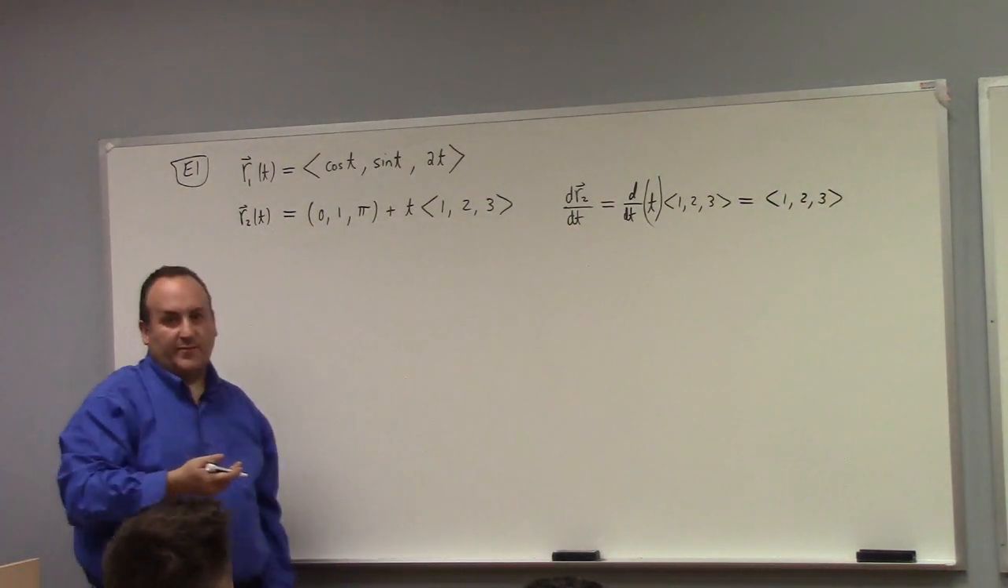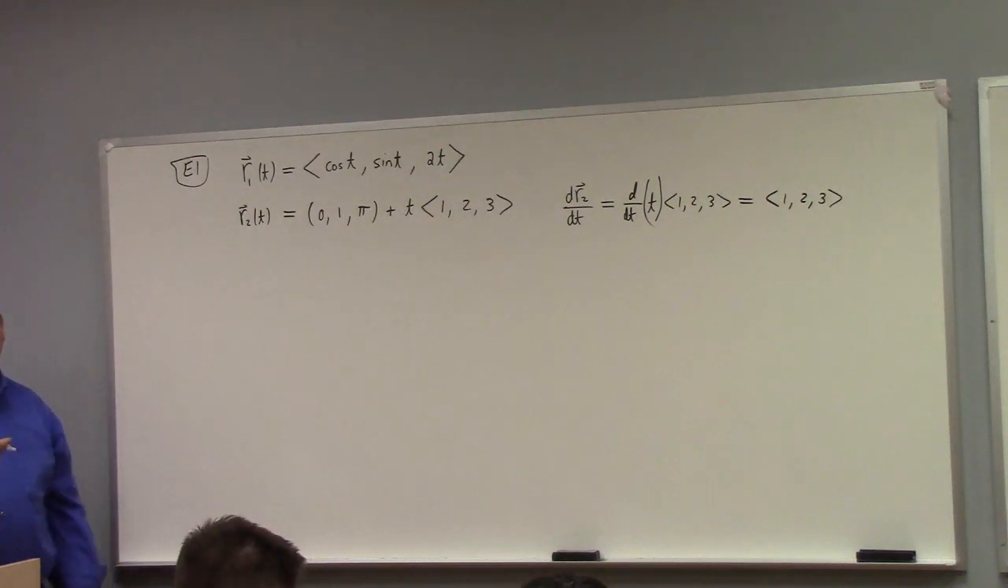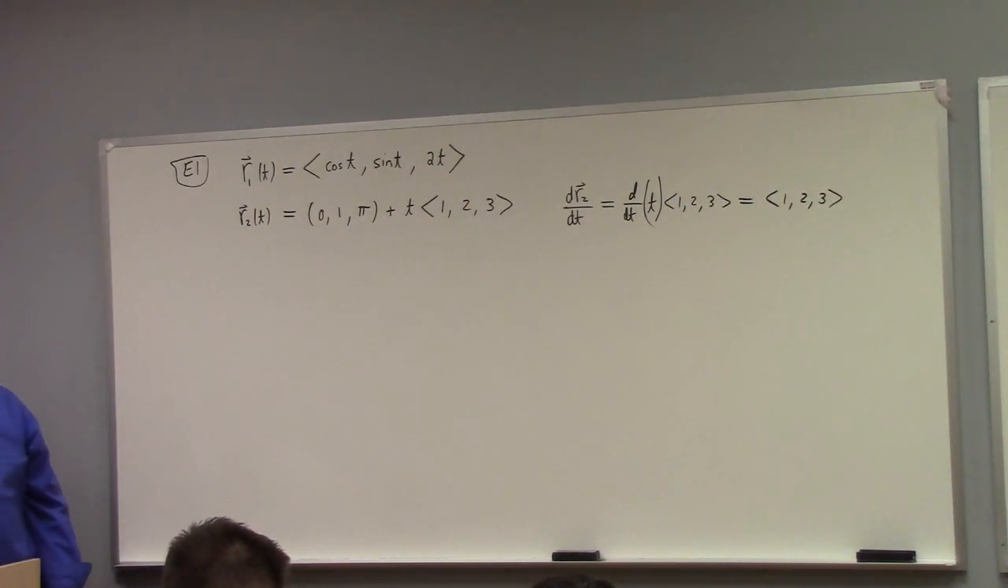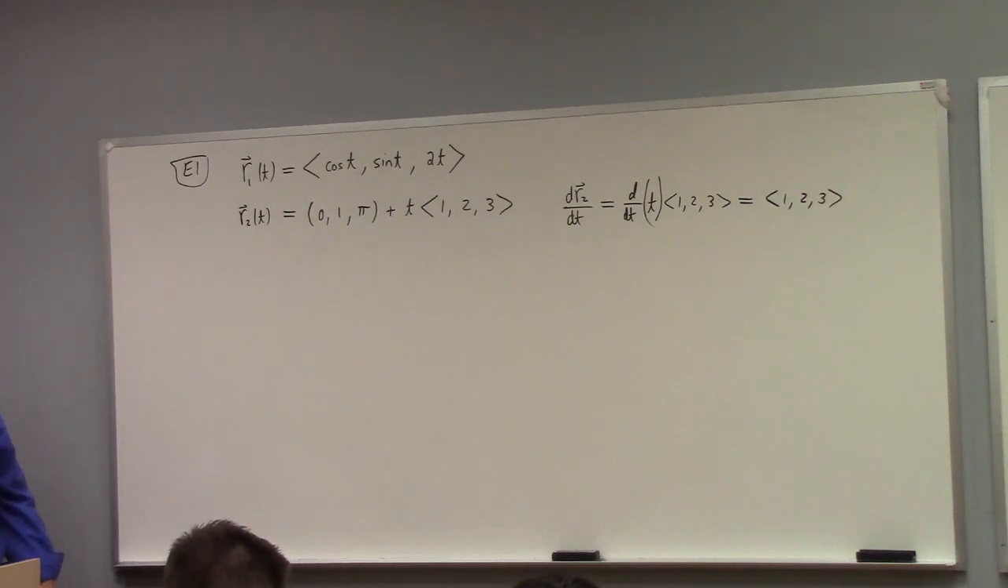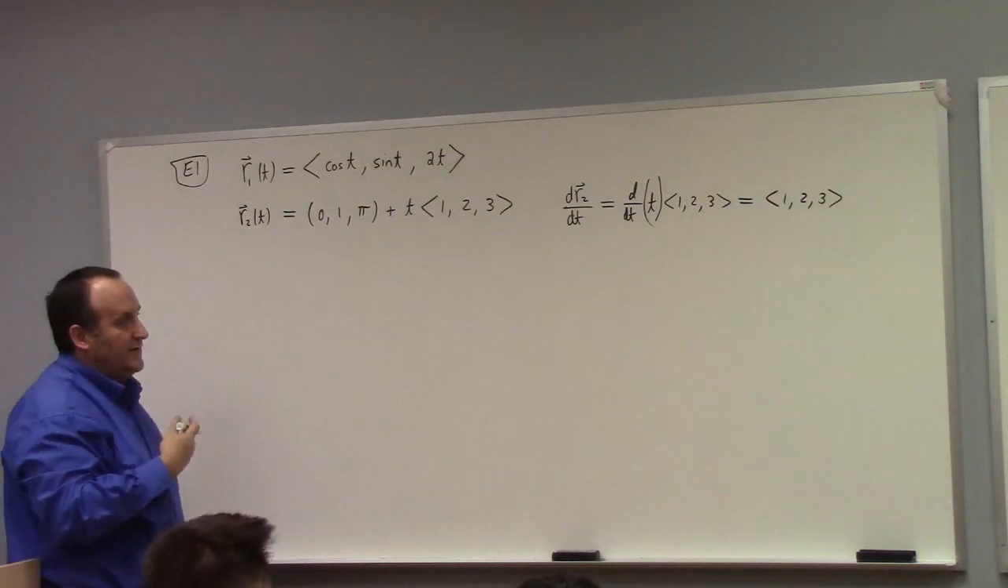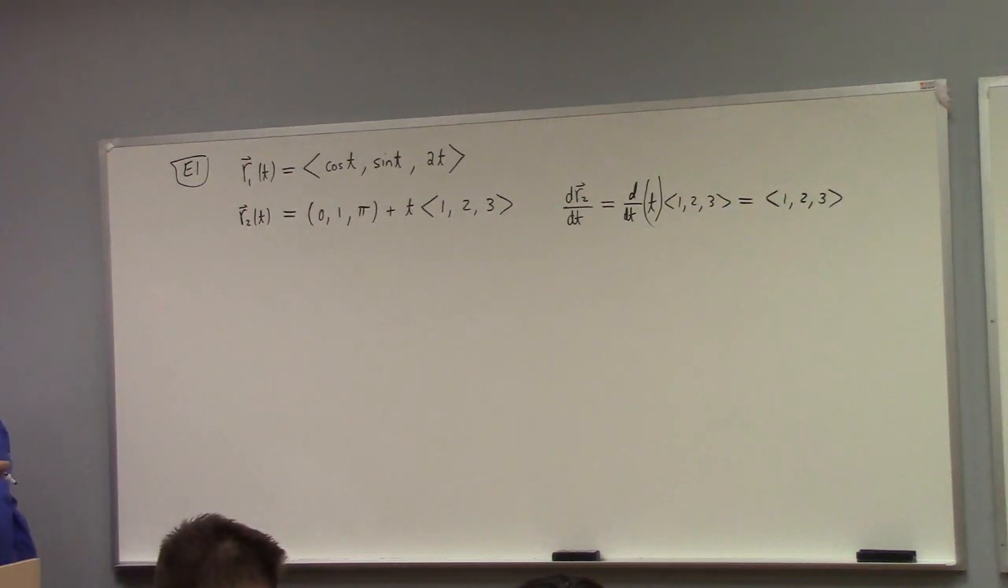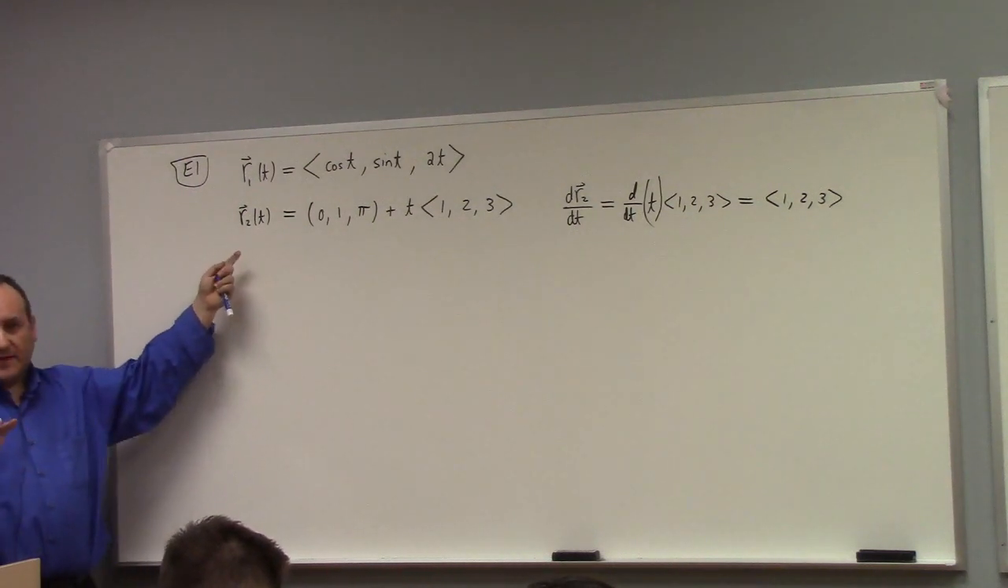Now I did this for this example, but it's true for an arbitrary line, which has r naught plus t times v naught. The derivative is just v naught, the direction vector, in our usual standard parameterization. Now, so that's a line. I think we can all agree about that, right?